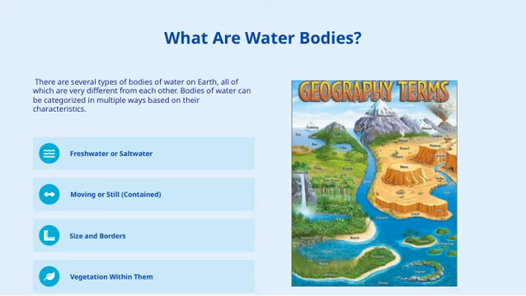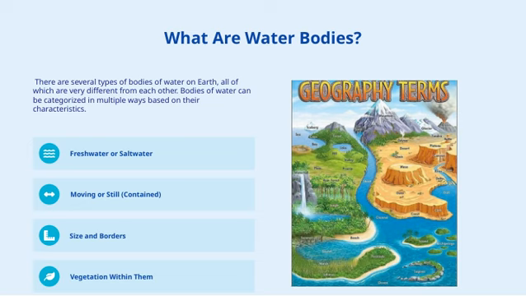Water bodies come in many different forms on Earth, and they each have unique characteristics that set them apart. When we talk about bodies of water, it's important to understand that they can be categorized in several ways. For example, some bodies of water contain freshwater, which is essential for drinking, agriculture, and ecosystems, while others are saltwater, like oceans and seas. Then we look at whether the water is moving, like rivers and streams that flow continuously, or if it's still, such as lakes or ponds that are contained and relatively stationary.